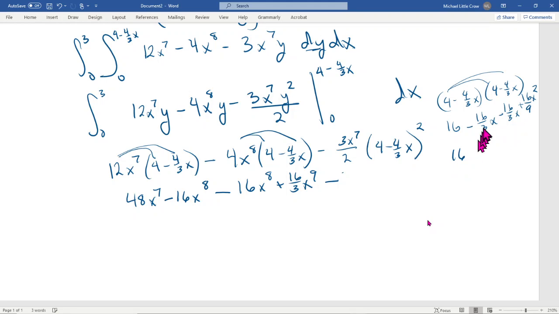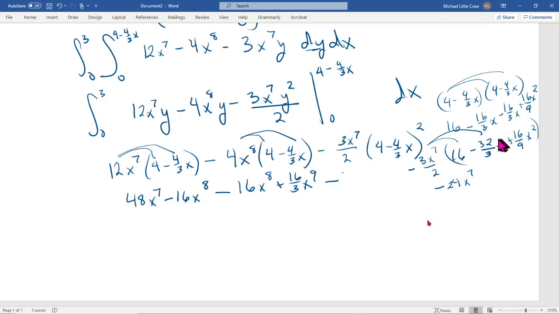So we had 16, 2 of those, that's 32 over 3x, plus 16 ninths x squared. And then we multiply this whole thing times 3x to the 7th over 2. So we get some canceling. The first one, 16 divided by 2 is 8. 8 times 3 is 24 x to the 7th. And I guess just to be nice, let's do this as a negative. So it'll be a minus 24x to the 7th.